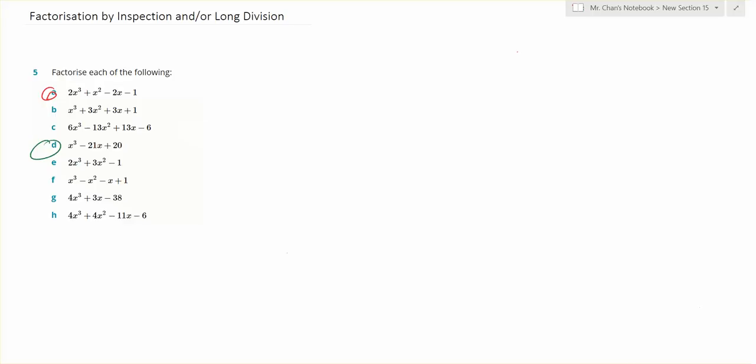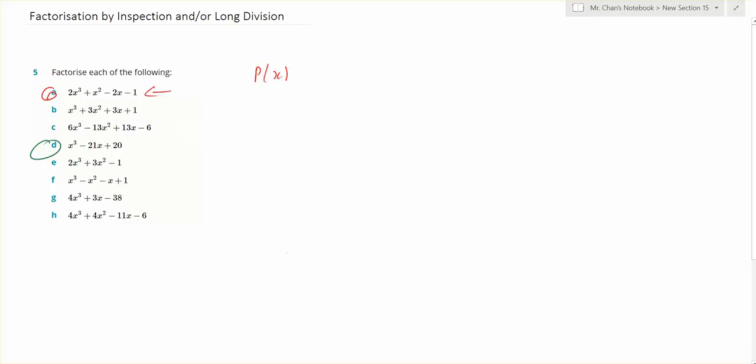This is for Year 11 Methods, Exercise 6C. I'm going to talk about factorization by inspection and factorization by long division. Now, the shortcut way is to factorize a cubic by inspection. So we'll look at 5a first.